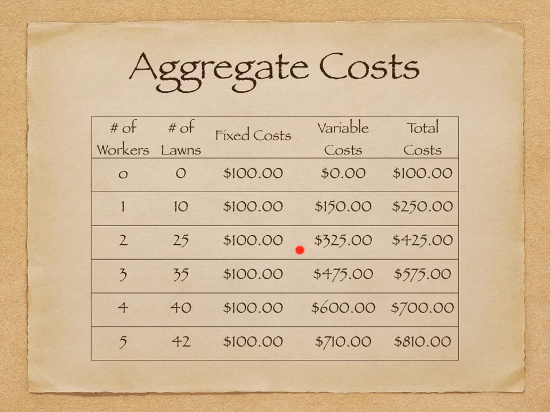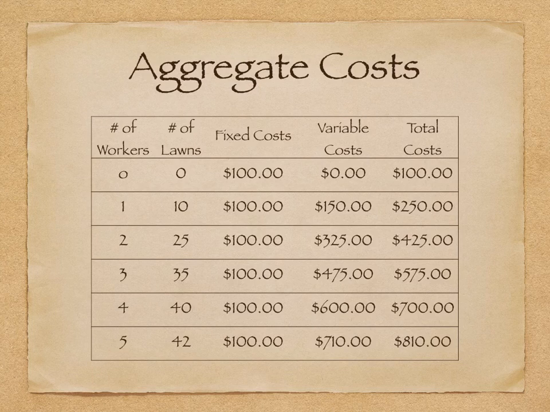Variable costs, on the other hand, are directly related to the production of the good, such that when zero goods are produced, there are no variable costs incurred. You can imagine the wages of workers as a variable cost. If you have zero workers that make zero lawns, you've got zero wage costs for those workers.